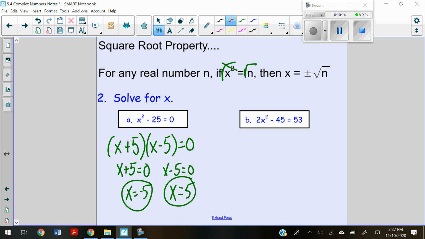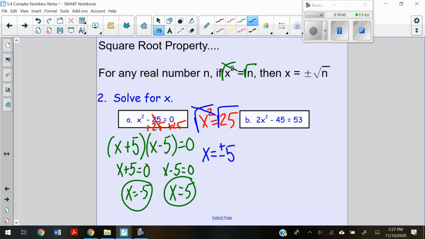Now you can think about it as if this was an equation. So another way to solve this, and this is what the square root property is saying. If I add 25 to both sides, and I have x squared equals 25, to get rid of the squared and get x by itself, I take the square root on both sides. That cancels my squared. So I get x equals, well, the square root of 25 is 5, but we really are going to say plus minus 5.